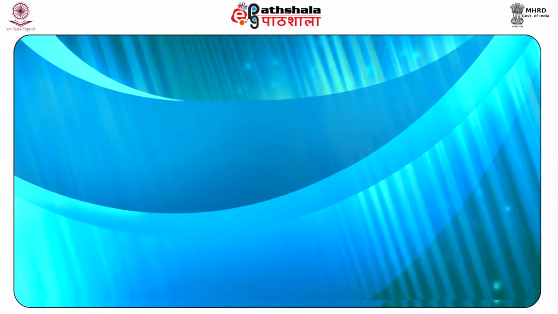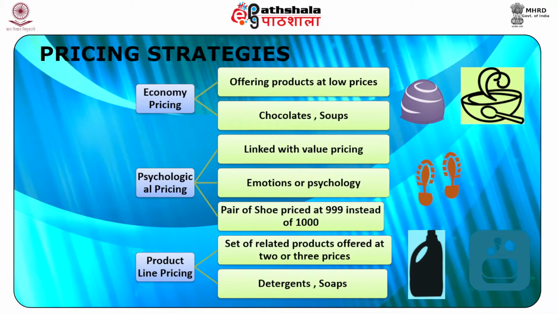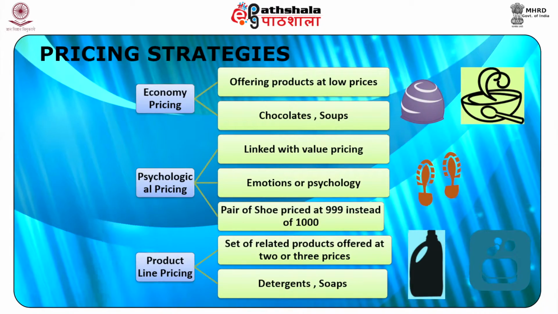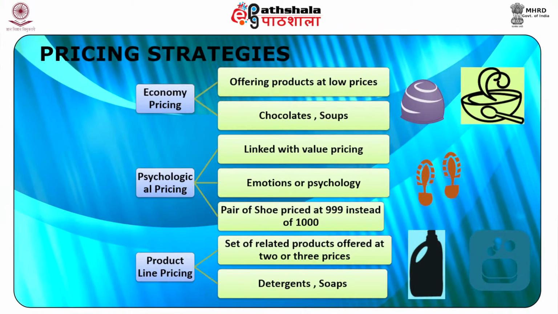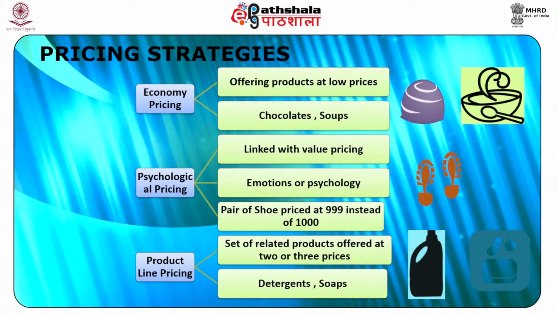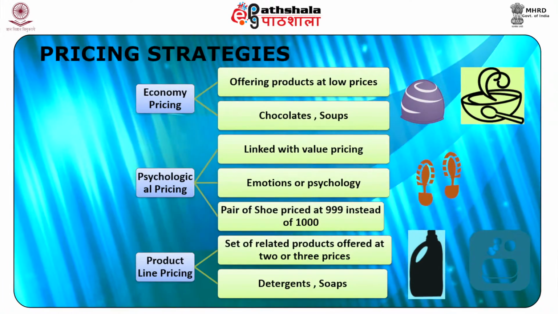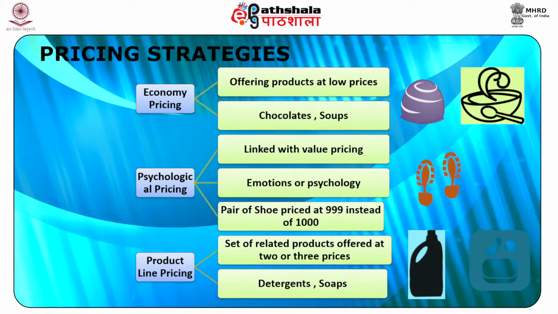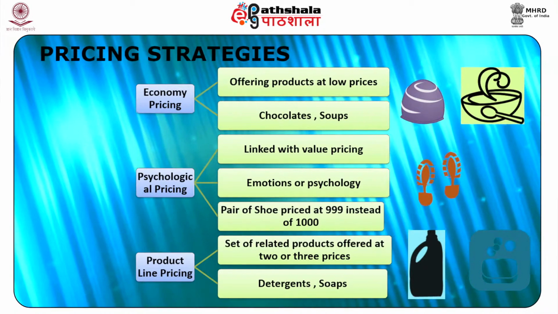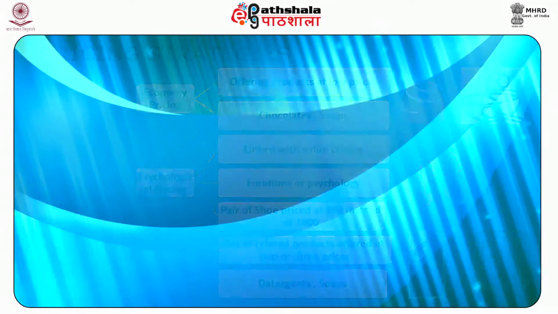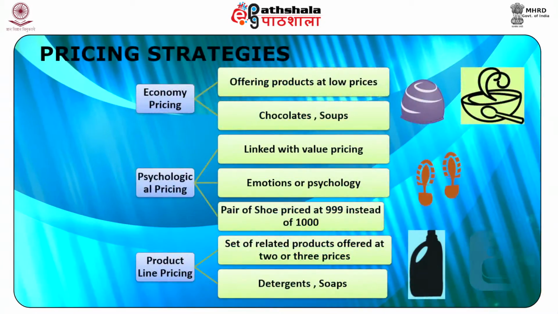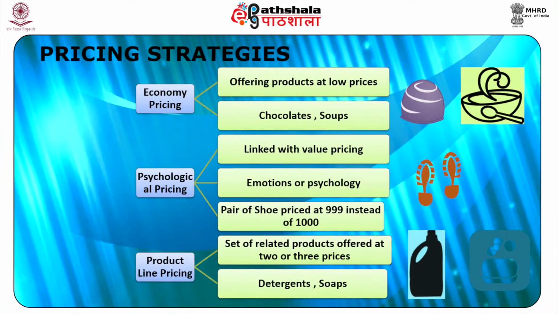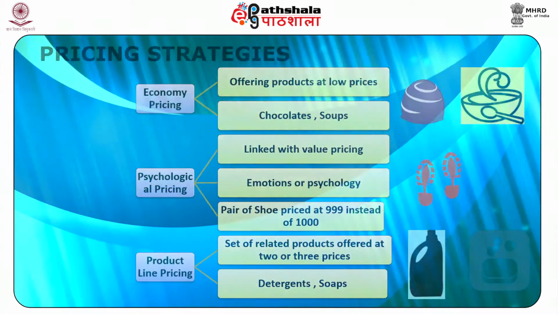Psychological pricing gets customers to respond on an emotional rather than rational basis. For example, a pair of shoes priced at 999 rupees instead of 1000 rupees. It is linked with value pricing, that is, high valued goods are priced according to what customers think should be the price. Product line pricing: here, a set of related products like detergents or soaps are offered at 2 or 3 prices.